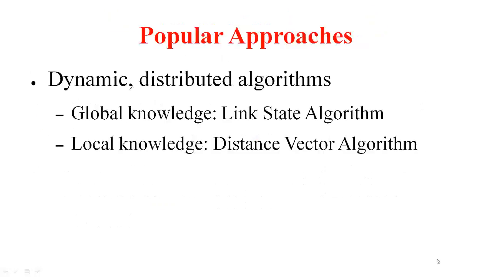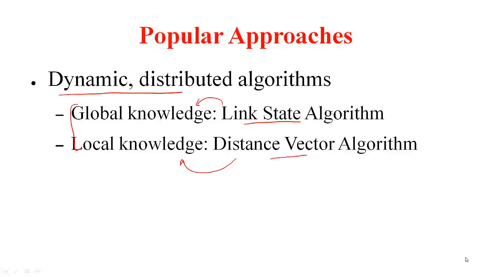Unless we cover specific algorithms, I think these aspects will not be clear, but the popular approaches in routing are, most of them are dynamic and distributed, and you have flavors of both global knowledge as well as local knowledge. In this course, we will look at link state algorithm that falls under this global knowledge paradigm and distance vector algorithm that falls under local knowledge.